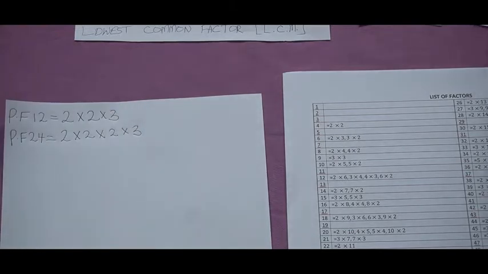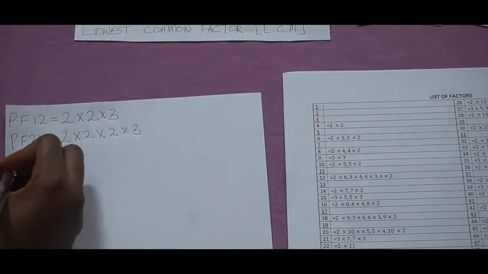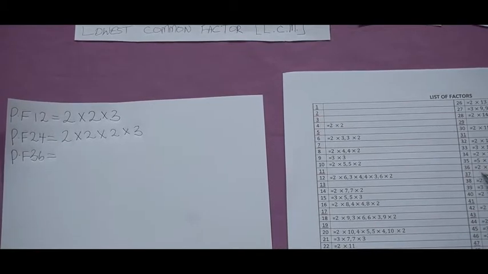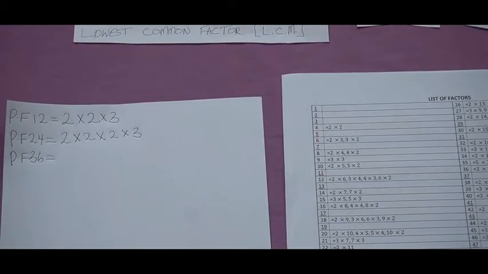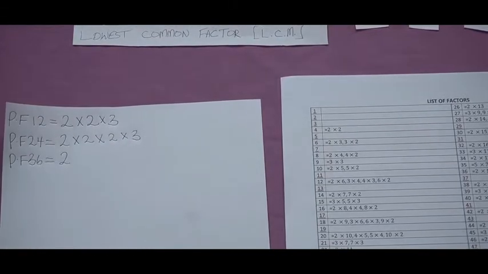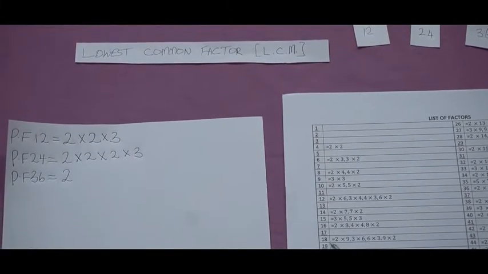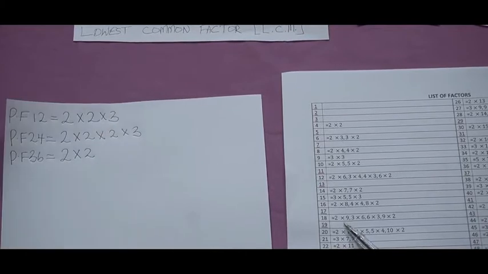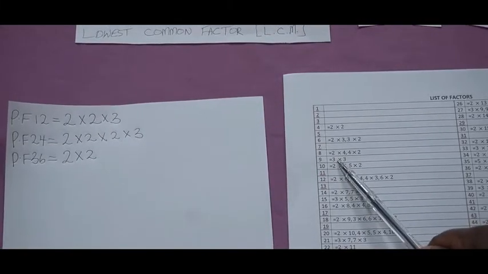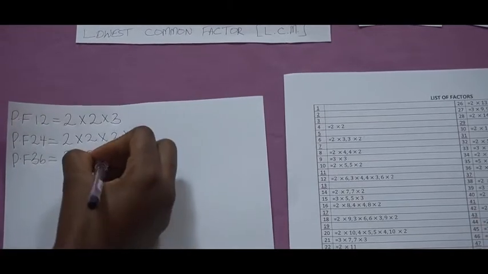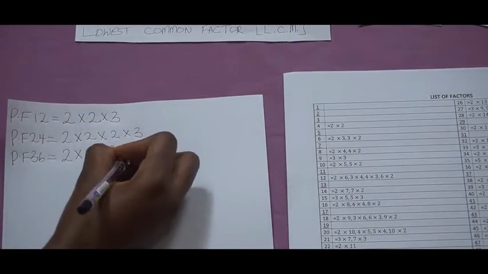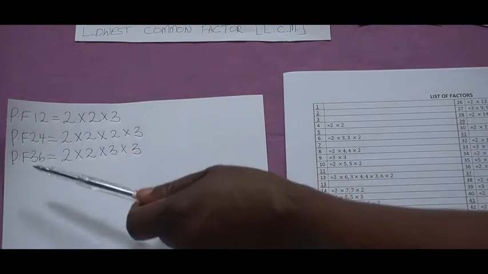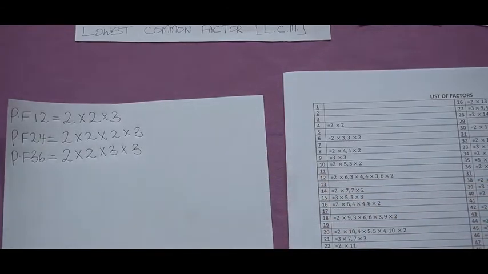Now, prime factors of 36. What do we have? 2 times 18. 18, what do we have? 2 times 9. Let's go to 9: 3 times 3. So now we have broken 12, 24, 36 into their prime factors.